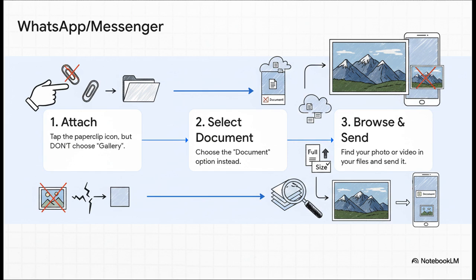That's the button that triggers the compression. Instead, look for the Document option. When you choose that, you're telling the app, hey, don't touch this file, just send it as is. You just browse to find your photo, send it, and it will arrive in its original, full-sized glory.